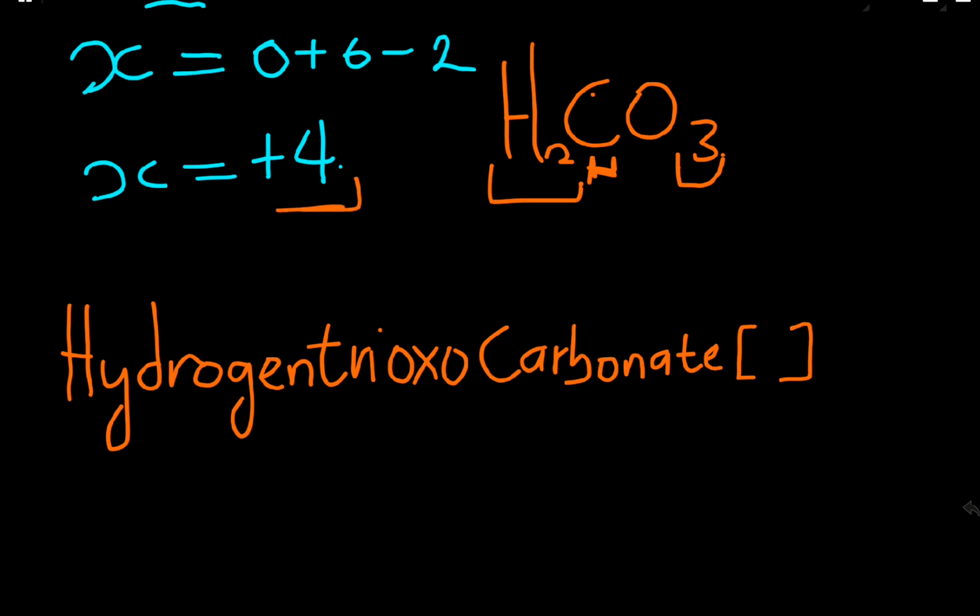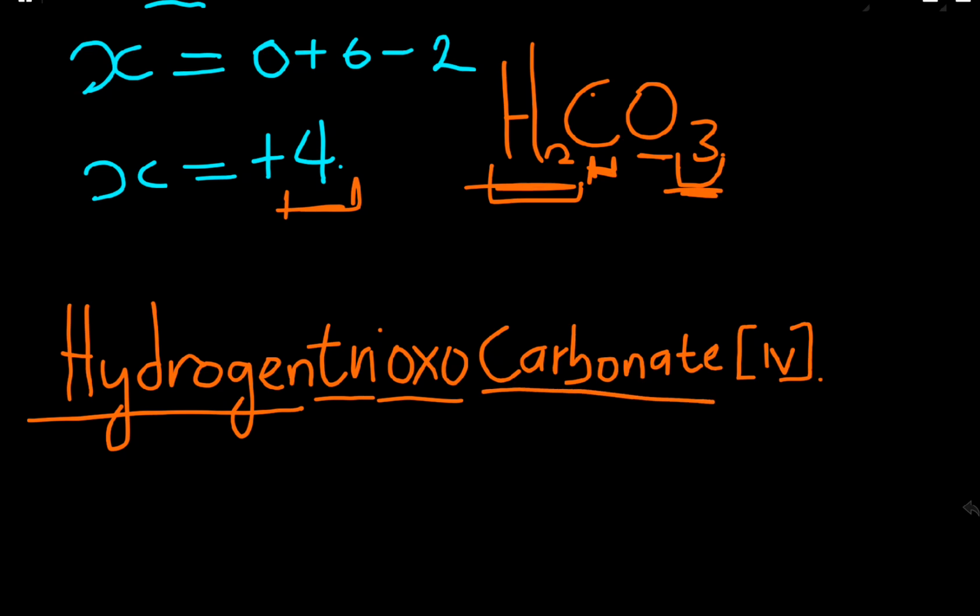And what's the oxidation state of the carbon in this compound? It is actually 4. So we say IV. So this is the name of the element. Hydrogen, from this hydrogen, tri, these 3 atoms of oxygen, oxo for the oxygen, carbonate for this carbon, 4 from the oxidation state. So it's hydrogen trioxo carbonate(IV).